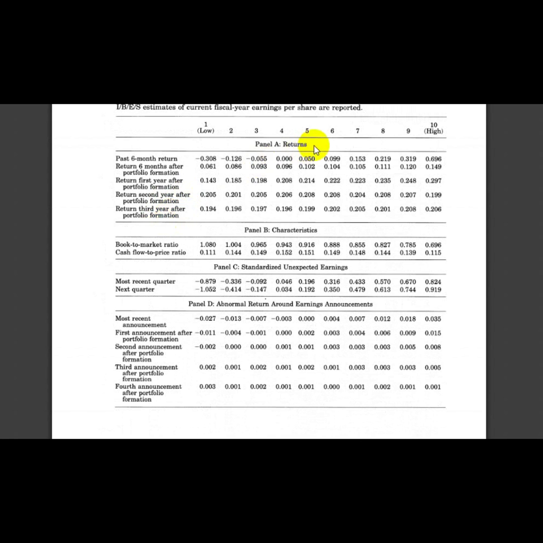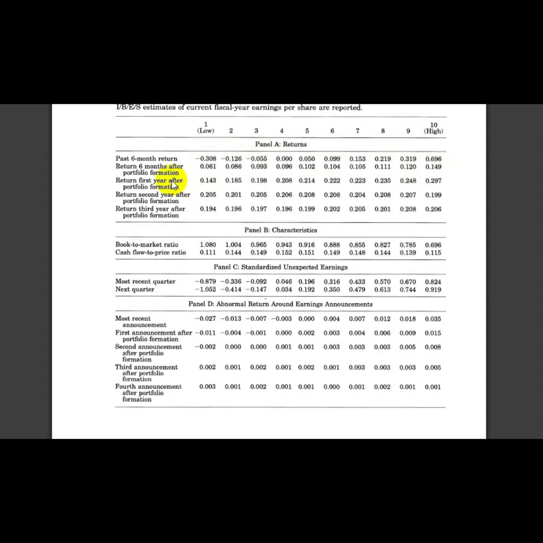So in Panel A, we have the price momentum strategy, where each of these portfolios is formed based on the prior 6-month return, with the 10th decile being the highest 6-month returns and the first decile being the lowest past 6-month return. And so this first row is the return of each of these portfolios over the next 6 months of a holding period, and we can see those returns increase monotonically.